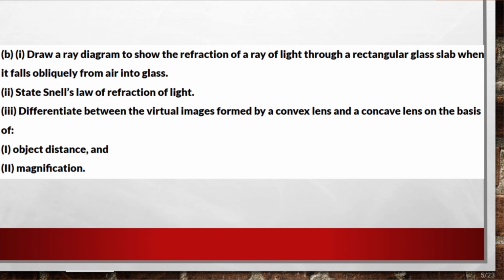Next again is a ray diagram, and it's an optional all question because it's a B part from a previous year question. Draw the ray diagram to show the refraction of a ray of light through a rectangular glass slab when it falls obliquely from air into glass. Second, state Snell's law of refraction of light. Third, differentiate between the virtual image formed by a convex lens and a concave lens on the basis of object distance and magnification.